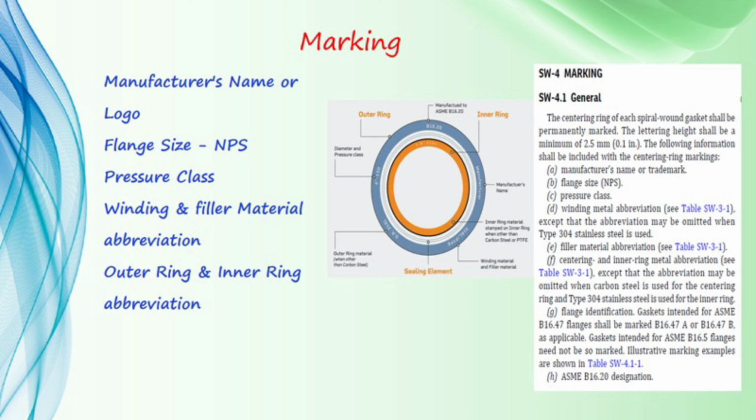In the topic marking, I have mentioned one specific requirement which is extracted from the specification ASME B16.20 for your guidance. This requirement says that the spiral wound gasket should bear the manufacturer's name or logo, flange size, pressure class rating, winding and filler material abbreviation, and outer and inner ring abbreviation. So the QC inspector has to ensure all these things for the acceptance of the marking of the spiral wound gasket.